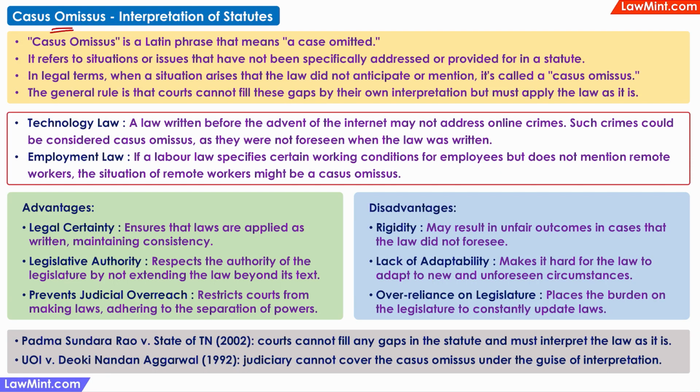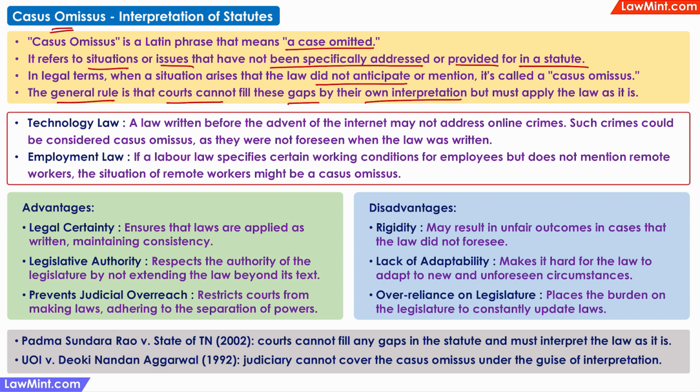Casus omissus is a Latin phrase that means a case omitted. It refers to situations or issues that have not been specifically addressed or provided for in a statute. This can be either because the situation itself was not anticipated when the law was written, or it has been left out by oversight. The general rule is that if there are significant gaps in a law, then the court cannot fill these gaps with its own interpretations.